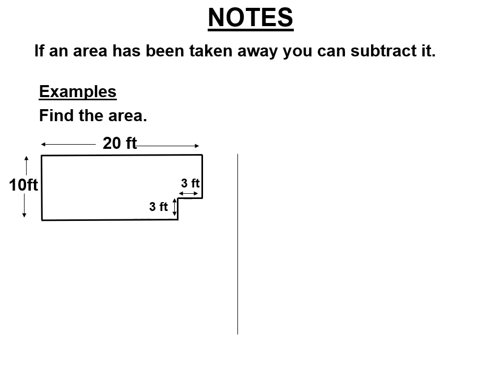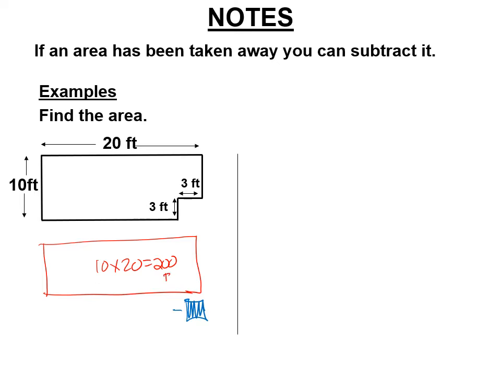All right, now we're going to take this to the next level. Hopefully what you see when you look at this is a rectangle where I have subtracted this corner. This corner has been subtracted. What do you think you do here? So I see a rectangle that's 10 by 20. So the 10 by 20 is, right, 200. We can do that in our head, 200 square feet.